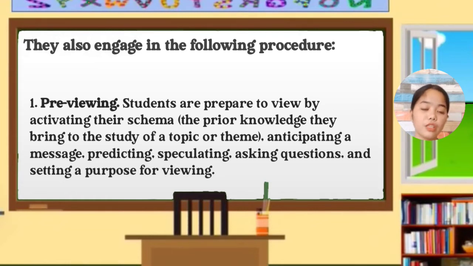They also engage in the following procedure. Number 1, previewing. In previewing, students are prepared to view by activating their schema or their prior knowledge they bring to the study of a topic or theme, anticipating a message, predicting, speculating, asking questions, and setting a purpose for viewing. For example, is to hear parts of a speech before it is given at a meeting. To preview is to see or hear something before it is finalized.